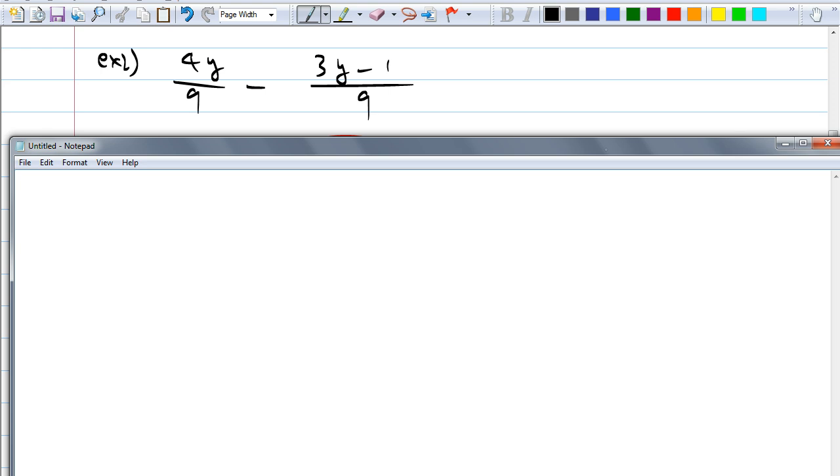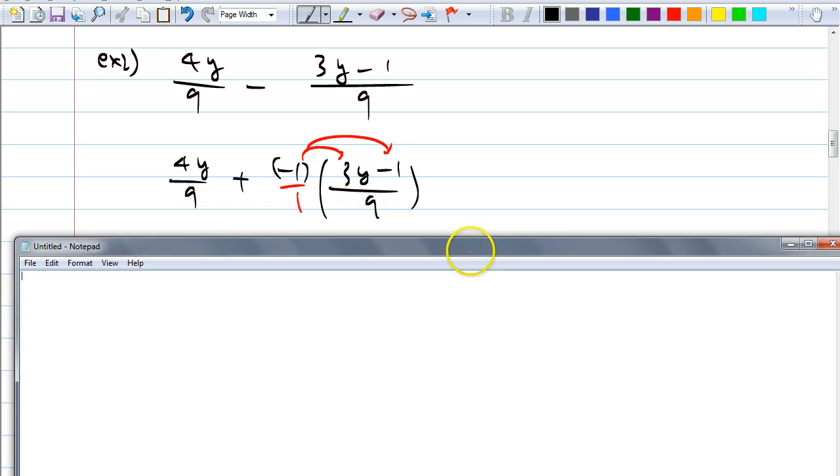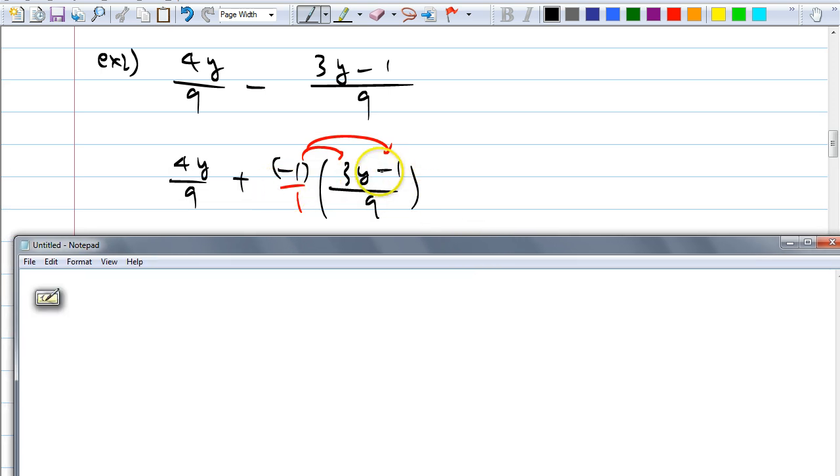4y over 9 stays the same. Then what? Plus negative 3y plus 1 over 9. Exactly. And that's plus 1 because you're distributing the negative 1. That's what you're telling me.